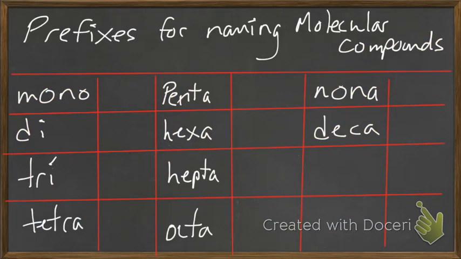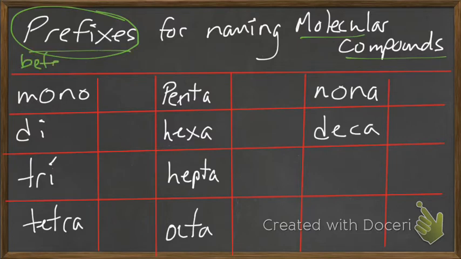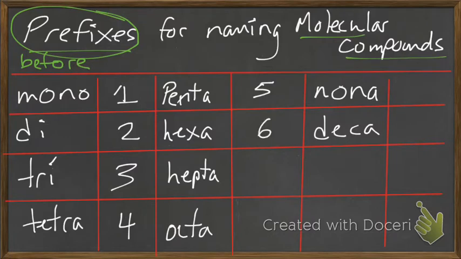We name our molecular compounds using prefixes. Okay? Now this is something that goes before the name. It's right before. There's a set that we use. We're only going to go up to 10. You can do 11 and 12. Mono means 1. Di is 2. Tri is 3. Tetra is 4. Penta is 5. Hexa is 6. Hepta, 7. Octa 8. Nona 9. Deca 10. Now, you can think about shapes, right?